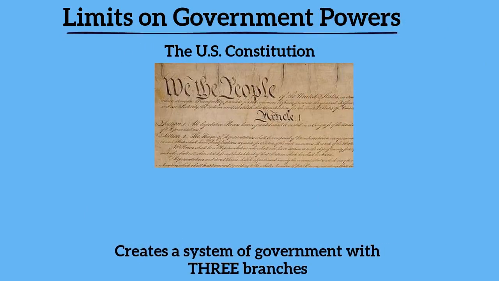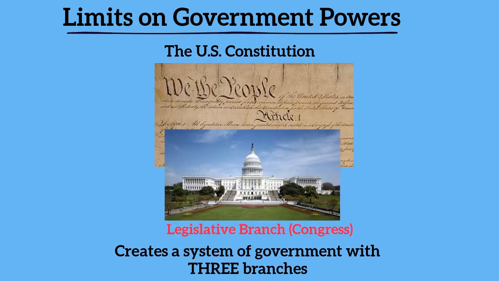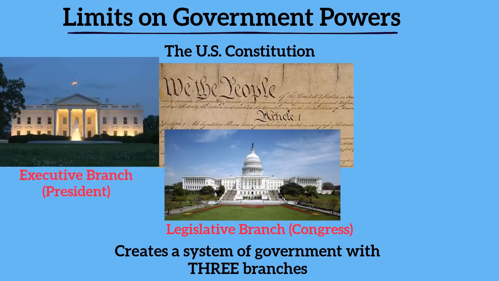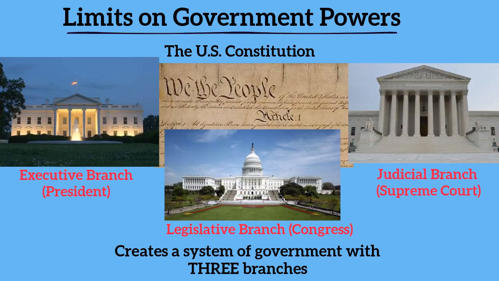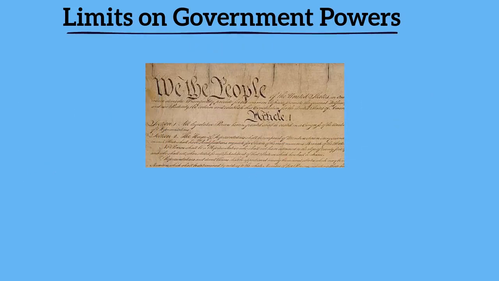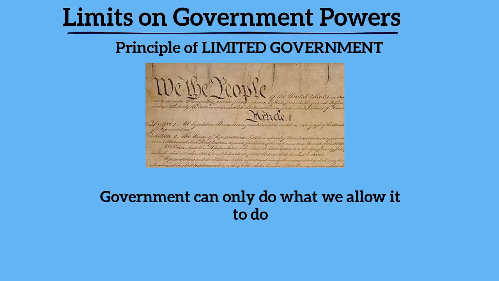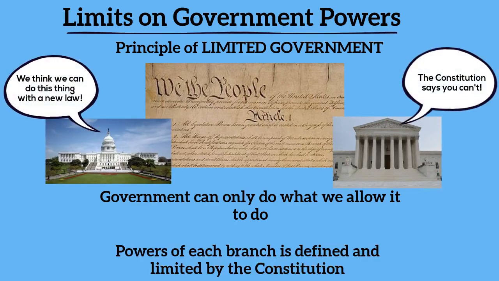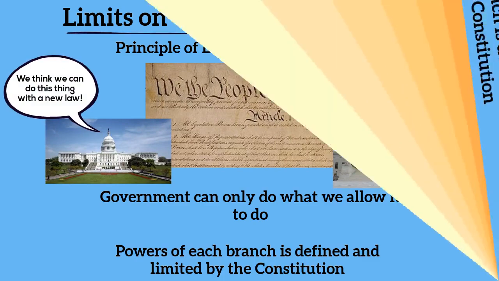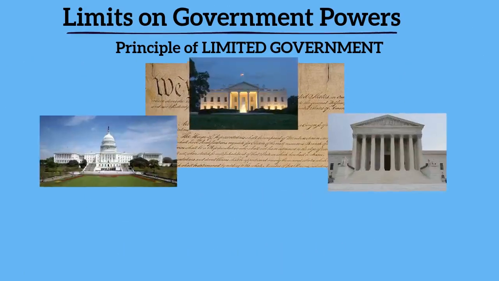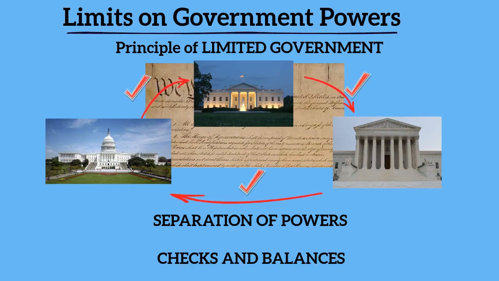The U.S. Constitution creates a system of government with three branches: the legislative branch, or Congress, the executive branch, or the President, and the judicial branch, or the Supreme Court. But the Constitution also includes the principle of limited government. This means that the government can only do what the people allow it to do, and each branch of government has power that is defined and limited by the Constitution. In this video, we'll learn about the concepts of limited government, separation of powers, and checks and balances.